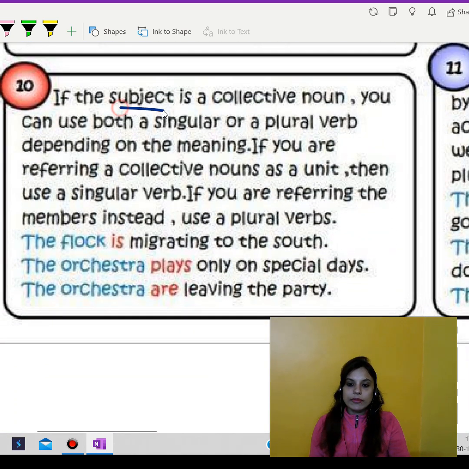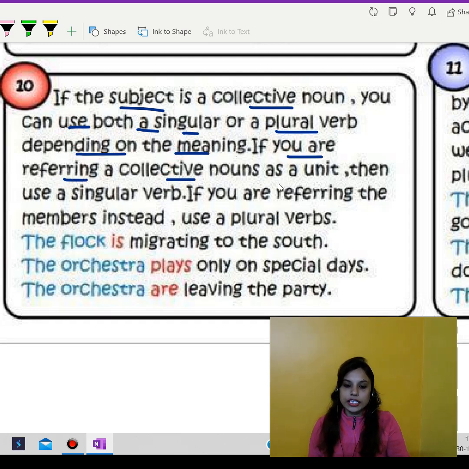Next rule. If the subject is a collective noun, you can use both a singular or a plural verb depending on the meaning. If you are referring to a collective noun as a unit, then you can use a singular verb. Like we are talking about a group name, like a flock of sheep, right? So basically, we are not talking about how many sheep are there. We are talking about one group of sheep. That is what we call a flock. So the flock is, of course, because we are talking about only one group. The flock is migrating to the south.